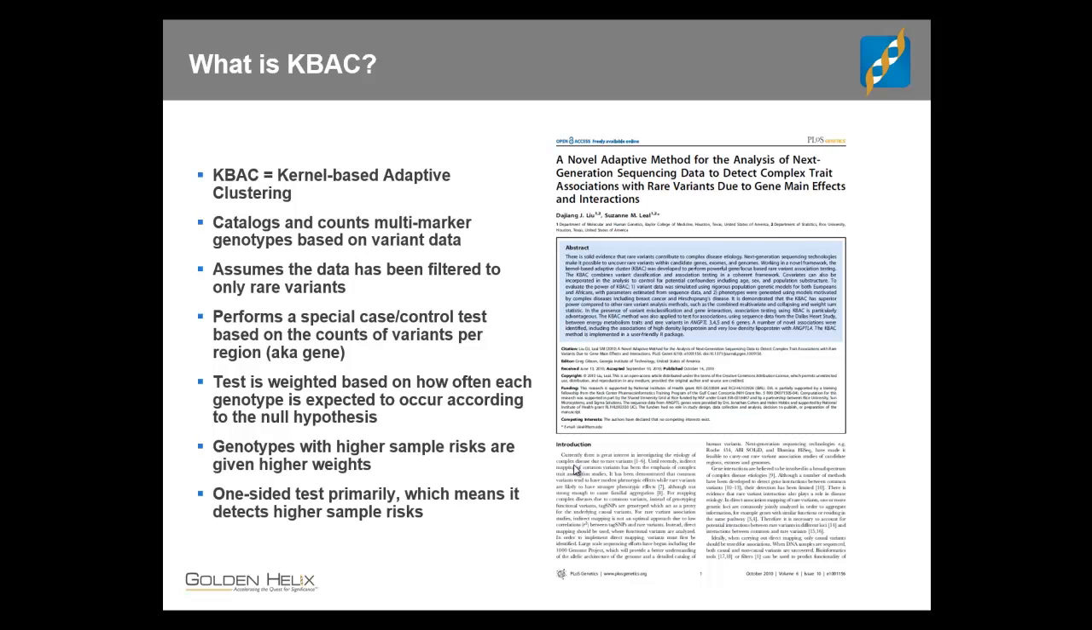Genotypes with higher sample risks are given higher weights. It's primarily a one-sided test, which means it is designed to detect higher sample risks associated with case status. If we want to look for protective genes, you can just invert the case status and run the same one-sided test again.